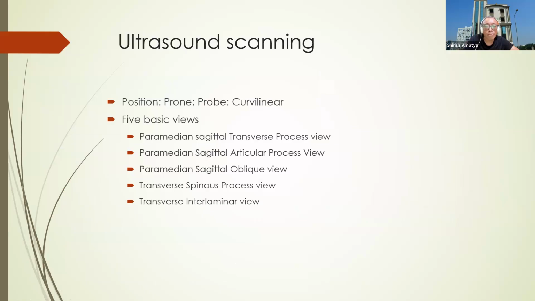First one is paramedian sagittal transverse process view. Second is paramedian sagittal articular process view, where we can see a camel hump sign, and another is paramedian sagittal oblique view. This oblique view is required to go to the intrathecal space.